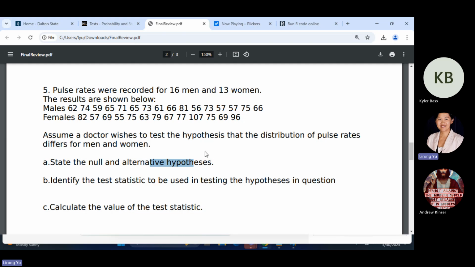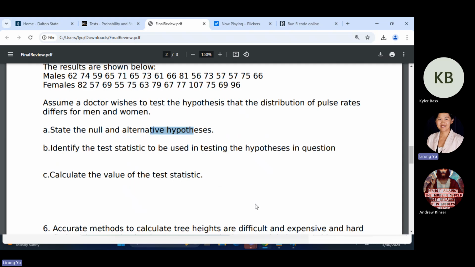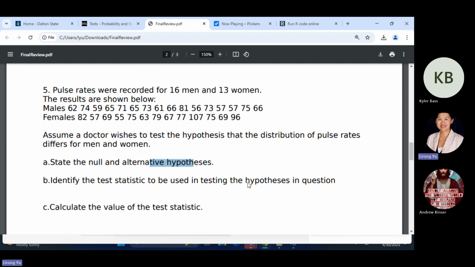For this question, I think comparing the mean will be sufficient. Figure out the mean for each one, do a hypothesis t-test, and calculate the test statistic. That's the procedure.